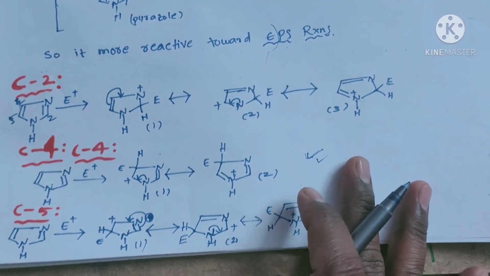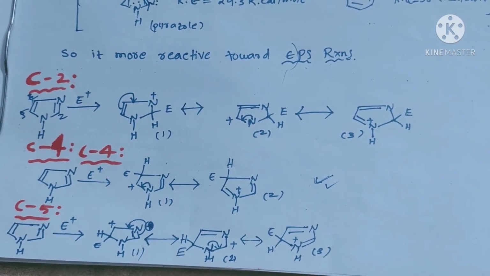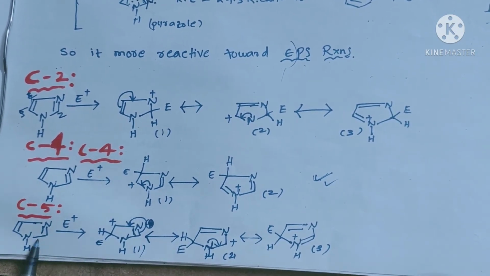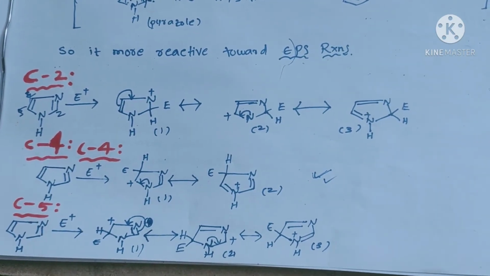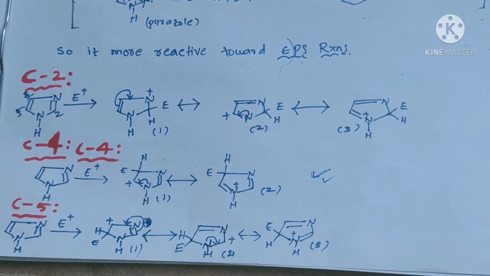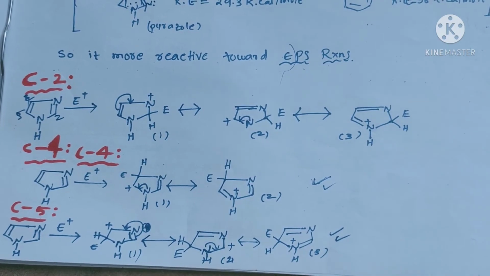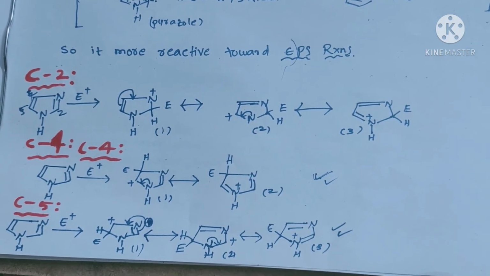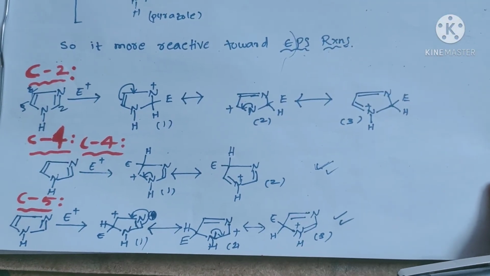And when the electrophile attacks on the fifth position, again we get three resonance structures, but only one of the two nitrogen atoms gets the positive charge. So this is also possible. That means in imidazole, the electrophile attacks on the fourth as well as on the fifth positions.